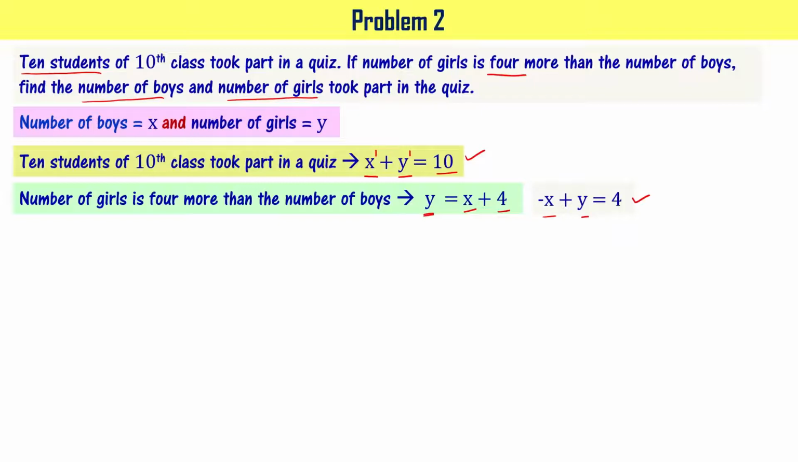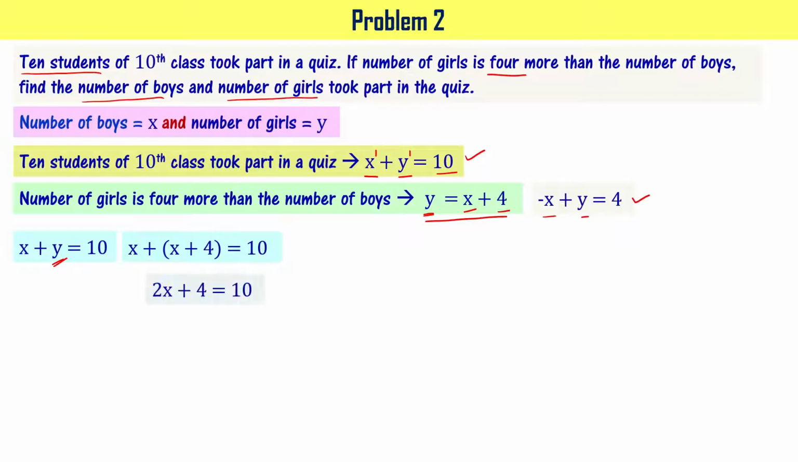How do we do it? Let's start with the first equation and use the substitution method. The first equation is x plus y equal to 10, right? And the second equation we have already is y equal to x plus 4. It means I can substitute y equal to x plus 4 into this equation, right? So that this equation becomes x plus 4 equal to 10.